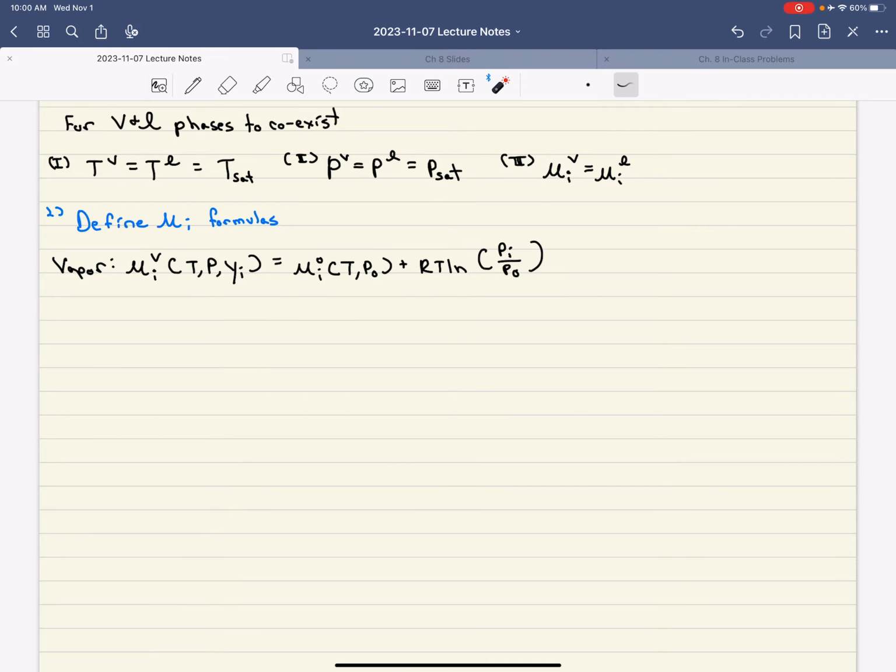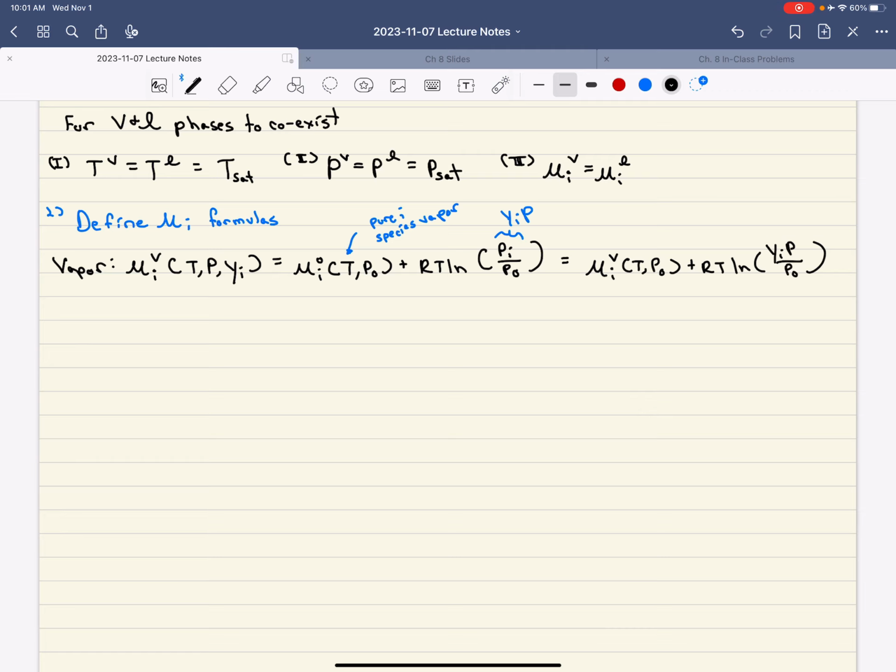Now for the standard state chemical potential, we're going to define it in terms of the pure vapor of species I. And for this partial pressure here, we could also write that directly in terms of the mole fraction. And so we'll write our standard state chemical potential for the pure vapor, so I'll put a P there. That's at some temperature and the standard state pressure. And then we have RT ln of Yi total P over P naught.